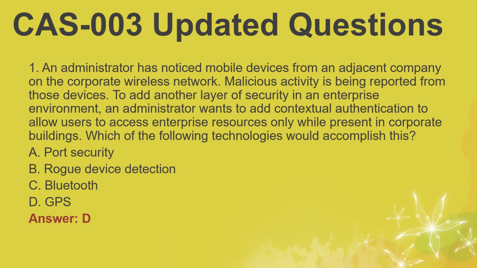1. An administrator has noticed mobile devices from an adjacent company on the corporate wireless network. Malicious activity is being reported from those devices. To add another layer of security in an enterprise environment, an administrator wants to add contextual authentication to allow users to access enterprise resources only while present in corporate buildings. Which of the following technologies would accomplish this? A. Port security. B. Rogue device detection. C. Bluetooth. D. GPS.